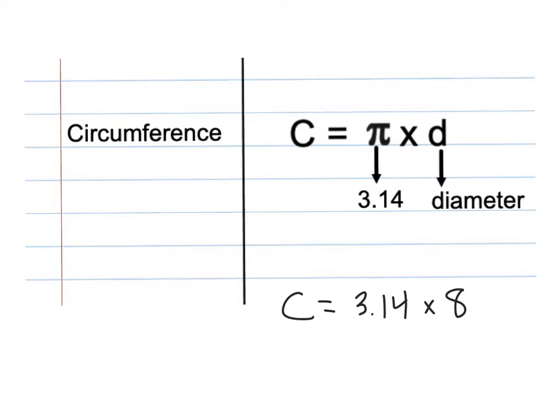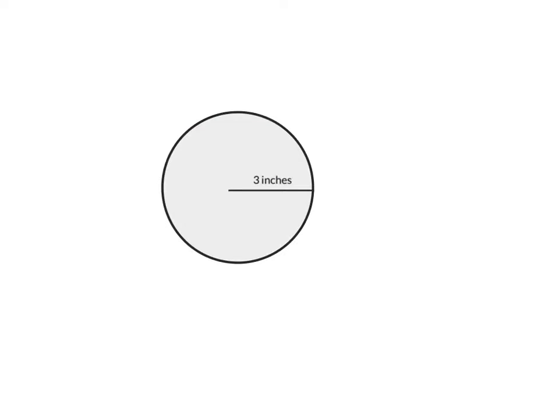So you don't have to go over to the side and do 3.14 times 8 and do all the work, but you do have to show me that those are the buttons you're pushing on the calculator, and then you're letting me know what the calculator tells you. Again, we're using 3.14 instead of the pi button.